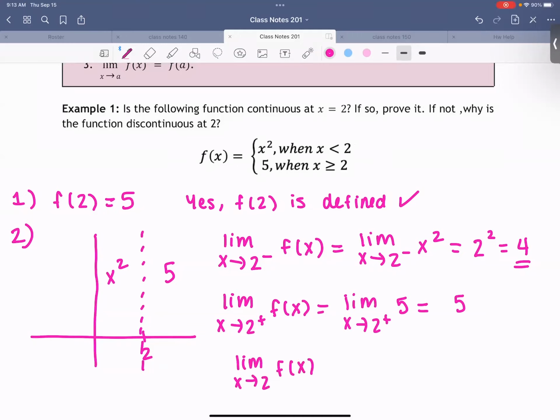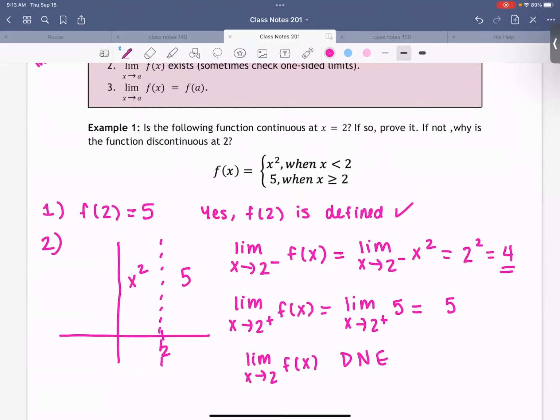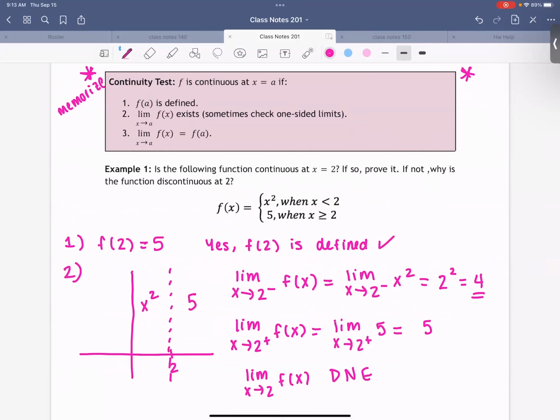Doesn't exist, right? When the limit from the left and the limit from the right are different, the limit doesn't exist. So we have DNE. Okay, let's take a look at our continuity test. It says that the limit has to exist for something to be continuous. Is our function continuous or discontinuous at 2?